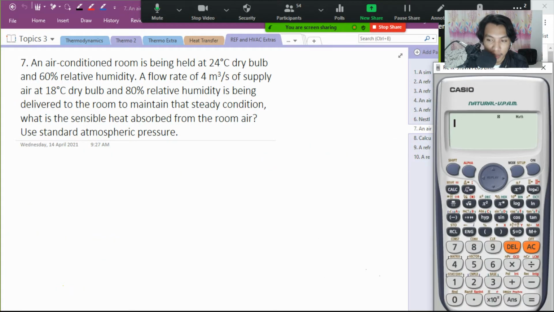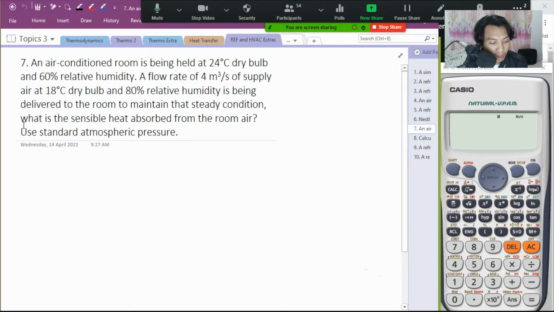How about problem number 7? An air-conditioned room is being held at 24 degrees Celsius dry bulb and 60% relative humidity. A flow rate of 4 cubic meters per second of supply air at 18 degrees Celsius dry bulb and 80% relative humidity is being delivered to the room to maintain that steady condition. What is the sensible heat absorbed from the room air?